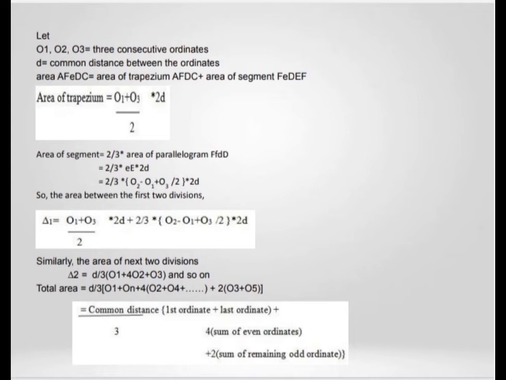Then we have O1 plus 4, O2 plus O3, and so on. Take note that we are referring to the figure that I've presented to you. So the total area is this, or what we see. The common distance over 3 times the first ordinate plus the last ordinate, plus 4 times the sum of even ordinates, and plus 2 times the sum of remaining odd ordinates. I will show you here.